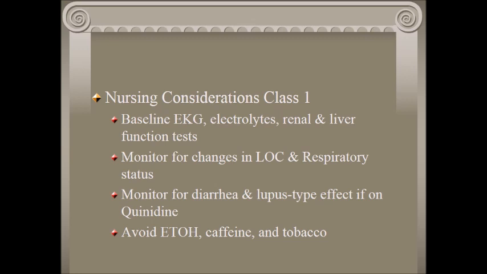Primarily we see diarrhea when taking quinidine, and the lupus type effect, which includes the butterfly rash and problems within the joints. People will complain of joint pain or stiffness when on procainamide. Patients should be avoiding alcohol, caffeine, and tobacco, and citrus, especially when they're on quinidine. We need to make sure we monitor for therapeutic windows, making sure that people do not get toxic.